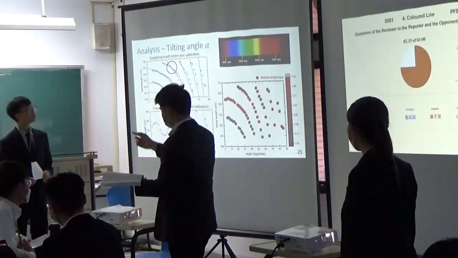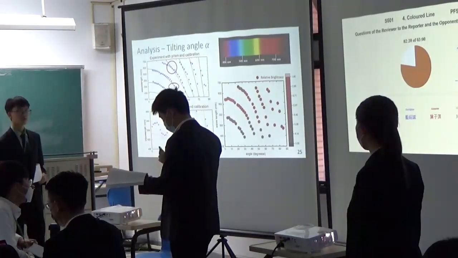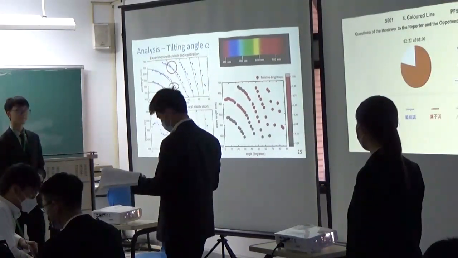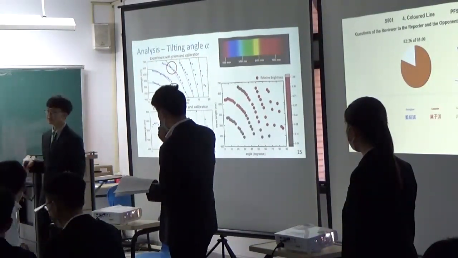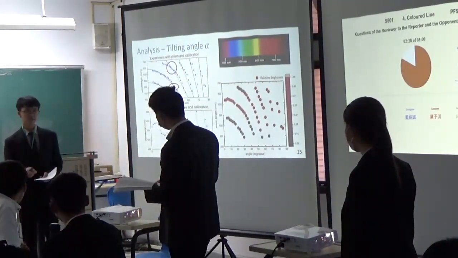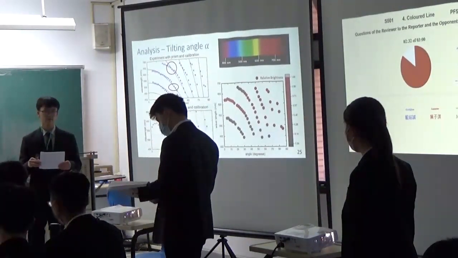And then for a CD, the grating on the CD is in a curved shape, not uniformly parallel like a normal diffraction grating. So how did you account for that in your measurements? Actually, compared to the size of the CD, the track is really small, so we can ignore the curved shape of the track.